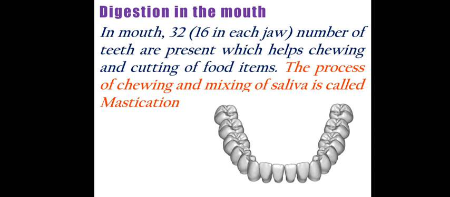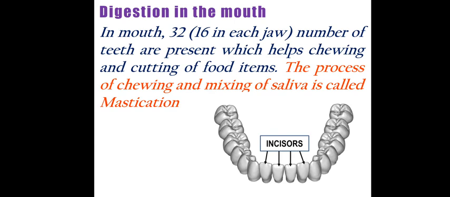And while chewing, mixing of saliva with the food will be done. That mixing and chewing of the food material is known as the process of mastication. So mastication is chewing and mixing of saliva with the food material. So that is mastication. And remember, as you can see, the teeth are present in 32 number.